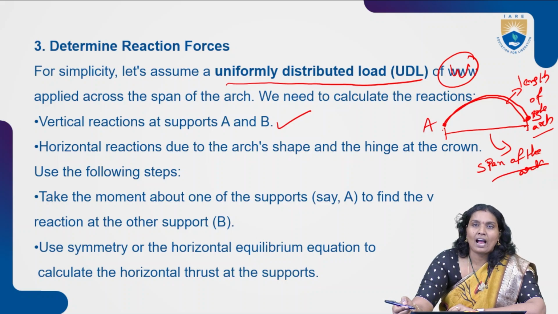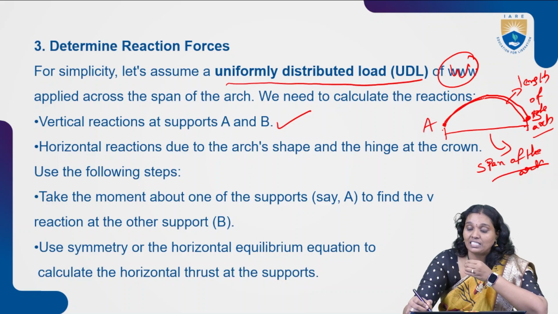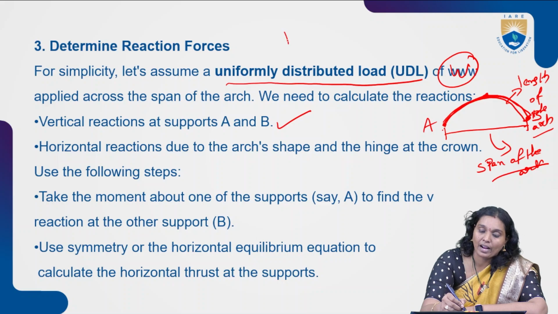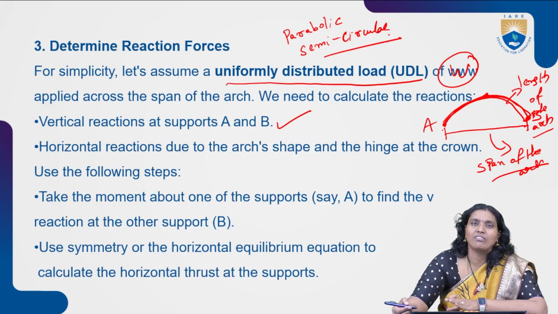We have to understand the vertical reactions at both supports A and B, and also the horizontal reactions, which arise from the arch shape and the hinge at the crown, because we consider this a three-hinged arch. The horizontal reactions depend upon the shape of the arch, whether it is parabolic or semicircular. These are the various parameters involved in an arch.